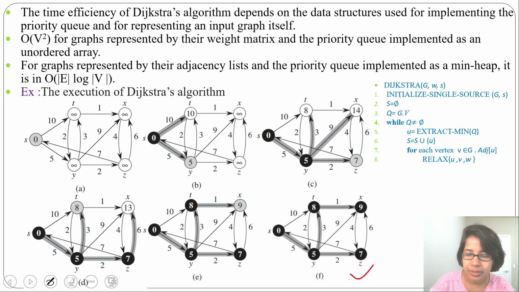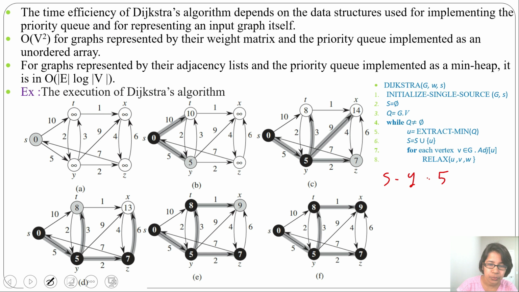Now this is the final shortest path, as Q is empty. We included every vertex. Now check the shortest paths. S to Y, cost is 5. Then S to T via Y, so S, Y, T, cost is 8. Then S to Z, so S, Y, Z, cost is 7. Next S to X, so S, Y, T, X. Cost is 9.